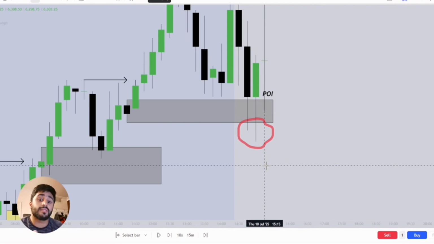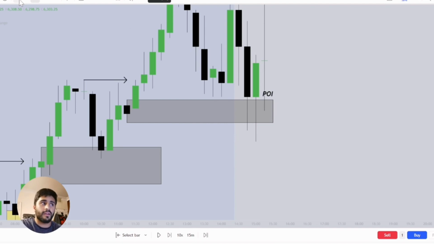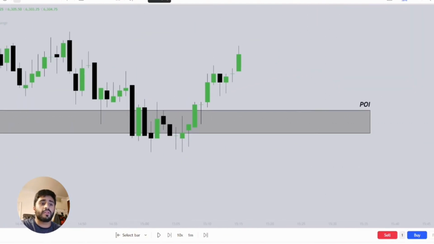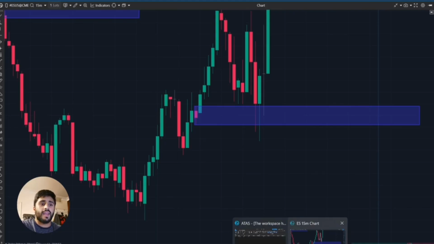That means the level does have some strength. And we're going to be going over what that strength actually means and how we can determine that. But we've seen price wicking below this level. But this is what's very important to understand. So let's go to the ATAS platform.